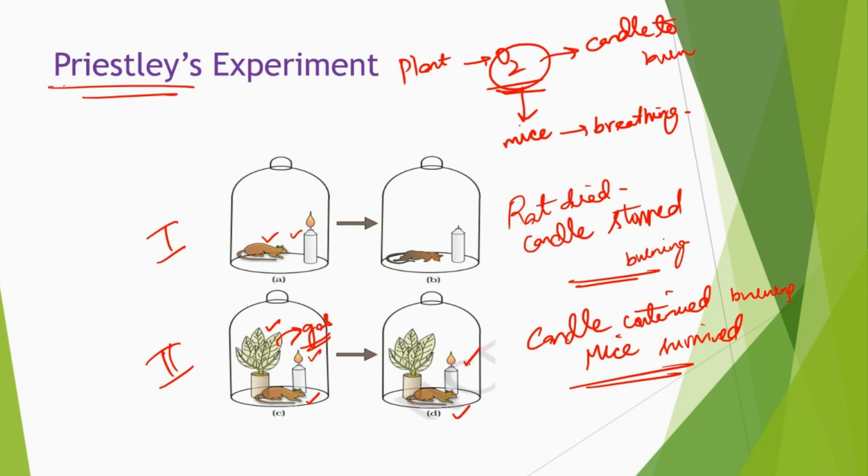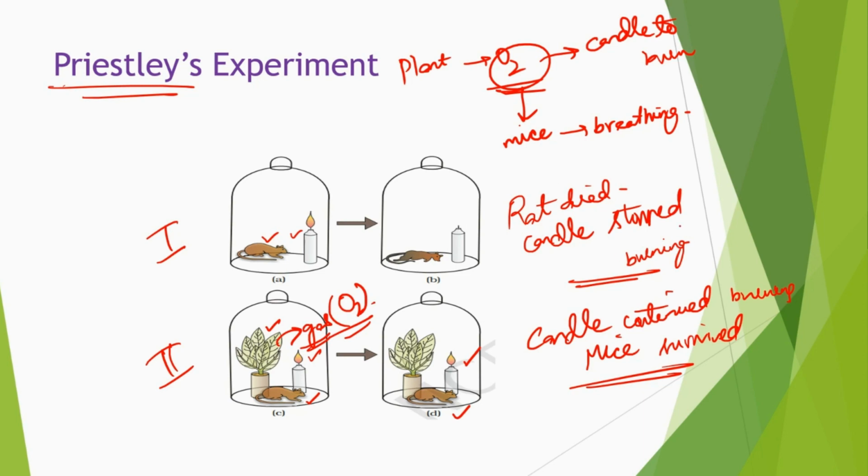So these were the two observations he made, and he hypothesized that something is being produced by the plant, and this gas is nothing but O2, as we know now. Priestley later named this gas oxygen. So this was the experiment done by Priestley, where he took a bell jar with, in the first case, a burning candle along with the mice, and he found that the candle stopped burning and even the mice died.